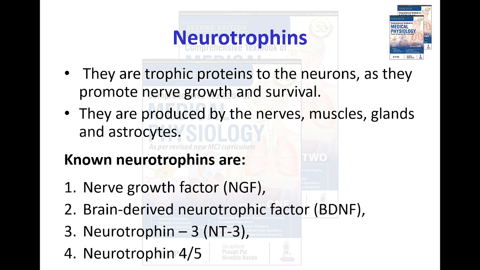What is the main function of neurotrophins? Neurotrophins are trophic proteins to the neurons, as they promote nerve growth and survival. They are produced by the nerves, muscles, glands, and astrocytes. Known neurotrophins are nerve growth factor, brain derived neurotrophic factor, neurotrophin 3, neurotrophin 4, etc.